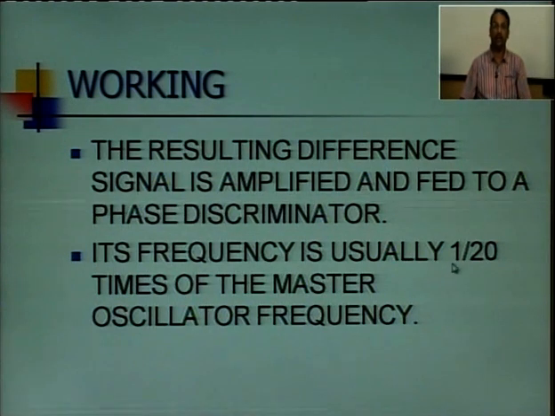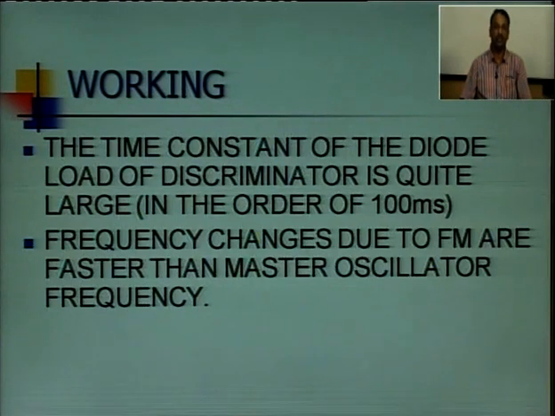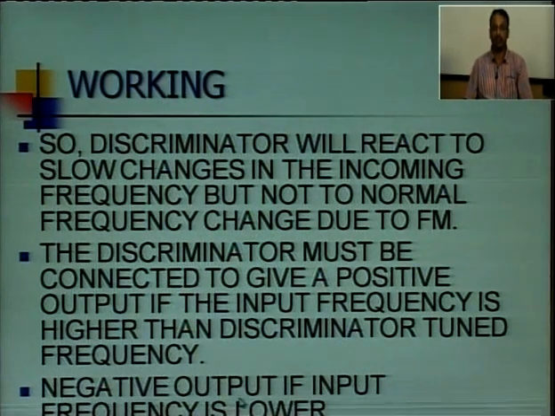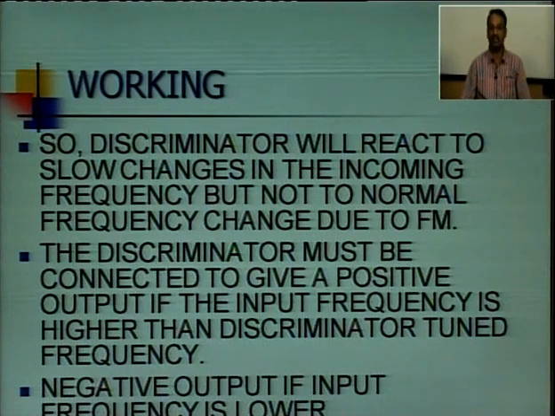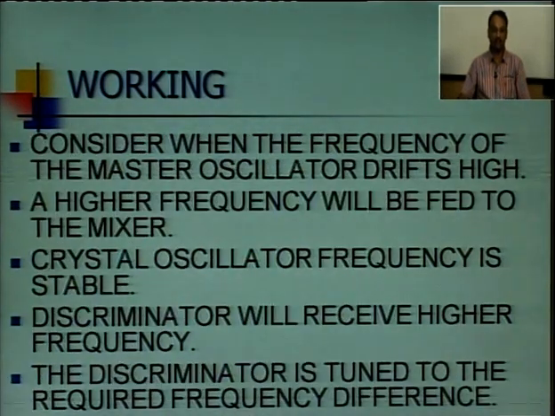Its frequency is usually 1/20 times the master oscillator frequency. The time constant of the diode load of the discriminator is quite large. Frequency changes due to FM are faster than the master oscillator drift. So, the discriminator will react to slow changes in the incoming frequency, but not to normal frequency change due to FM. The discriminator must be connected to give a positive output if the input frequency is higher than the discriminator tuned frequency, and a negative output if the input frequency is lower than the discriminator tuned frequency. So, we get either a positive or negative output depending upon whether the input frequency is more than or less than the crystal oscillator frequency.